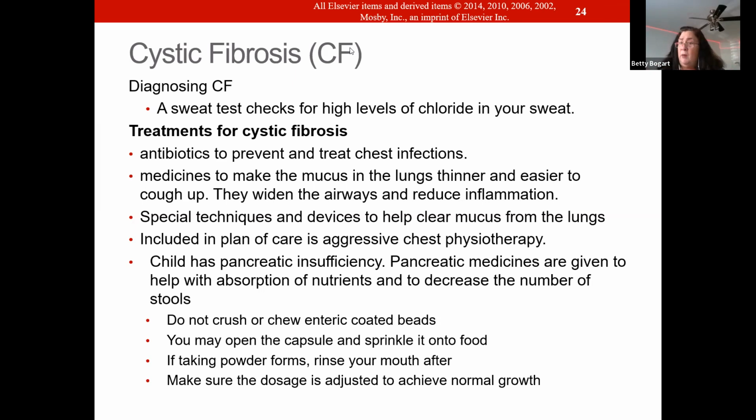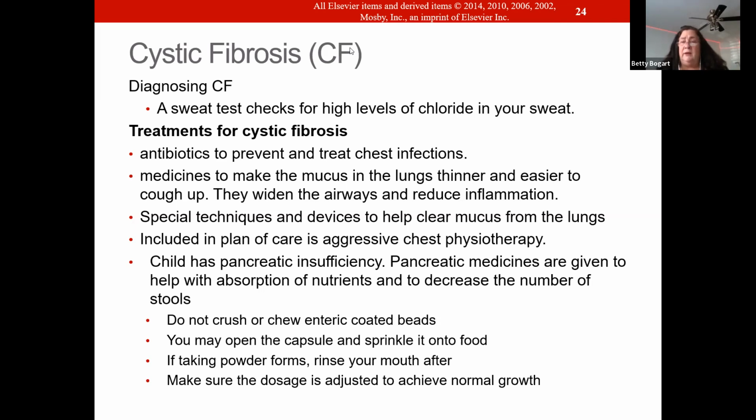Now we're going to talk about the small intestines. How do we treat this problem with nutrition and the inability to digest food? Well, the child has a pancreatic insufficiency, and we need to give them medicine before meals and snacks. And usually the name is pancrelipase. And what we do is we give, as I said before, meals and snacks. It comes in powders. It comes in these little capsules with these little beads.